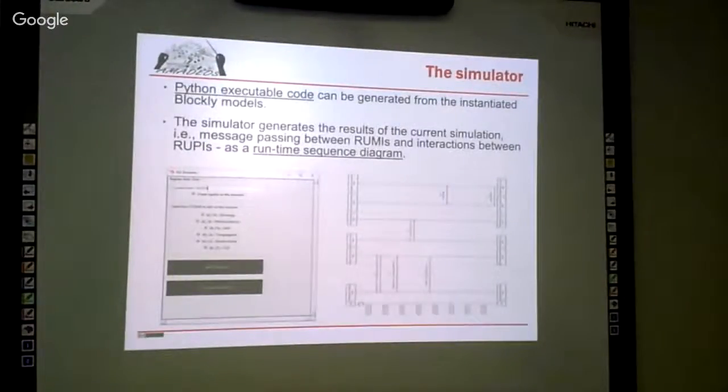Then there is a simulator. You can, in a model, execute the Python code, which represents the behavior of the different constituent systems. And then you have the interaction as they are planned. And you can see, for example, the messages which are transported between the constituent systems. You can see runtime sequence diagrams, because you collect traces of these executions.